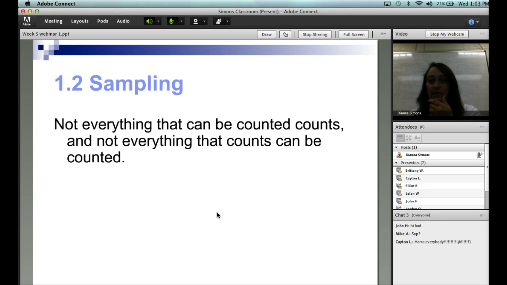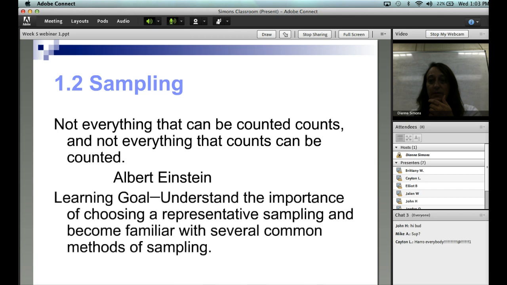Not everything that can be counted counts, and not everything that counts can be counted. Pretty philosophical, isn't it? That was Albert Einstein. He was smart. All right, so our learning goals are to understand the importance of choosing a representative sample and become familiar with several common methods of sampling.